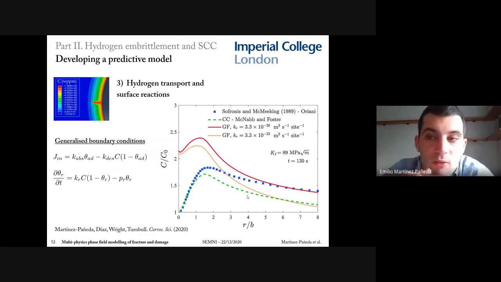This involves the development of multi-trap models for hydrogen diffusion, but also new Neumann-type generalized boundary conditions to resolve the electrochemistry diffusion interface. I won't get into technical details, but I will just say that we have seen very significant difference with the prediction from previous, more simplistic approaches based on prescribing a constant hydrogen concentration.